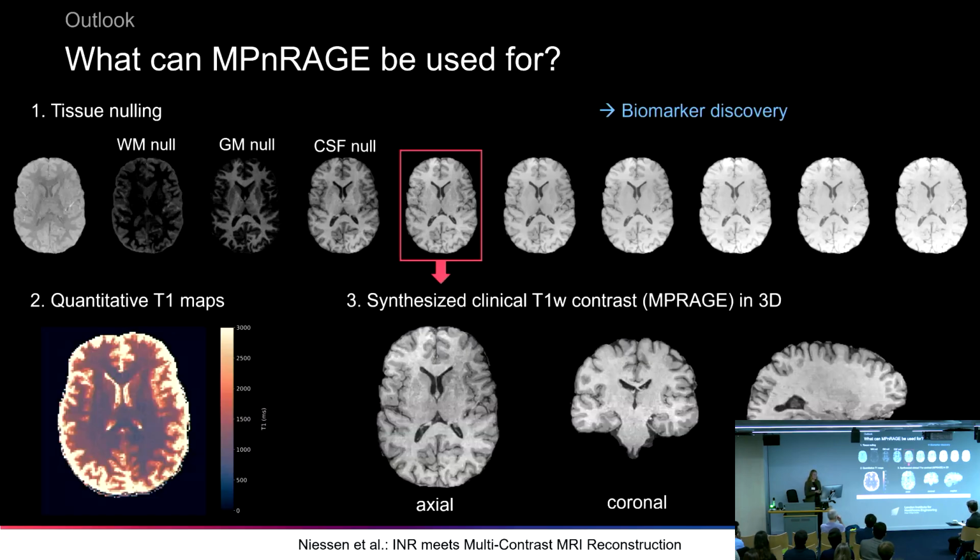And last but not least, we can also synthesize a clinical T1 weighted contrast, which is usually acquired with a sequence called MP-RAGE. So you now also understand what MPN-RAGE stands for. In our case, N is 10, so 10 different T1 weighted images. And as you can see here, we can also get a coronal and sagittal view of the brain, stacking the slices that we reconstructed with the INR.